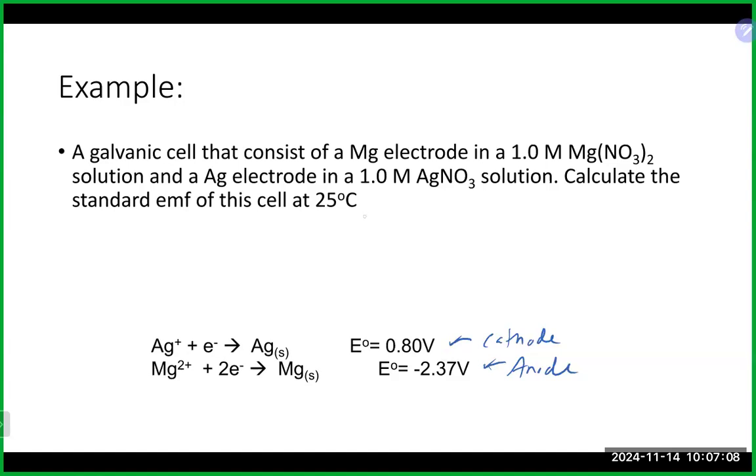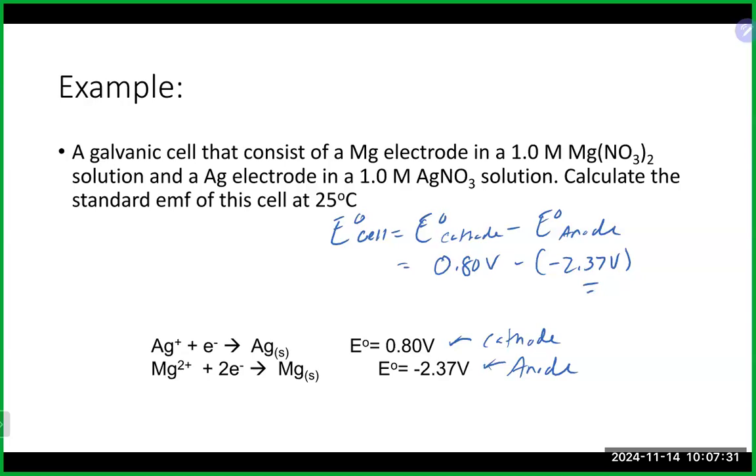That means if you're just answering this question, which is what is the cell voltage, you can go right into your equation here. In this case, I'm not going to change the sign, so I'll just put it in there. That's the cathode, which would be 0.8 volts minus our negative 2.37 volts, and 3.17, I think, for this particular guy, would be our cell voltage in this case.